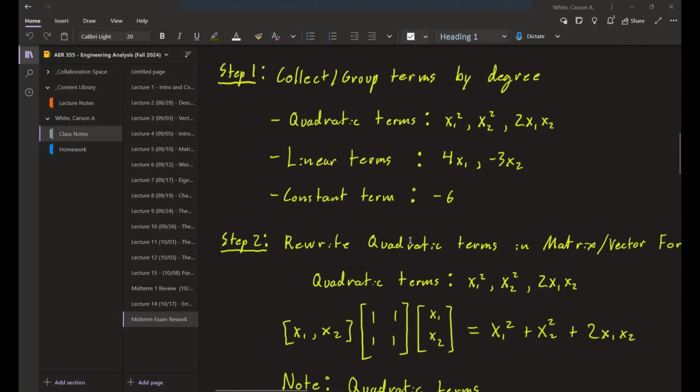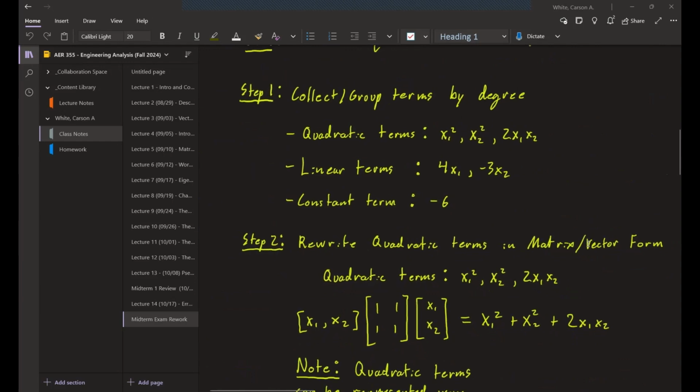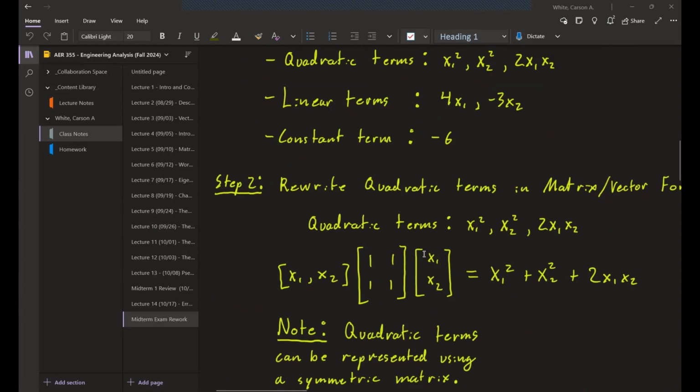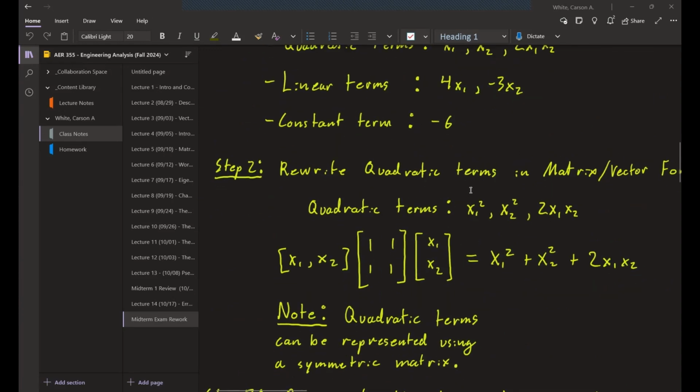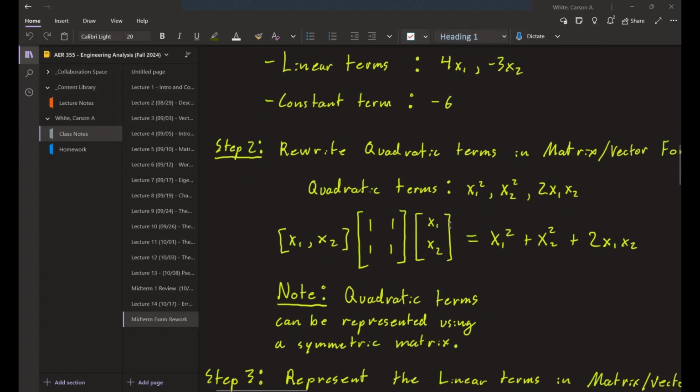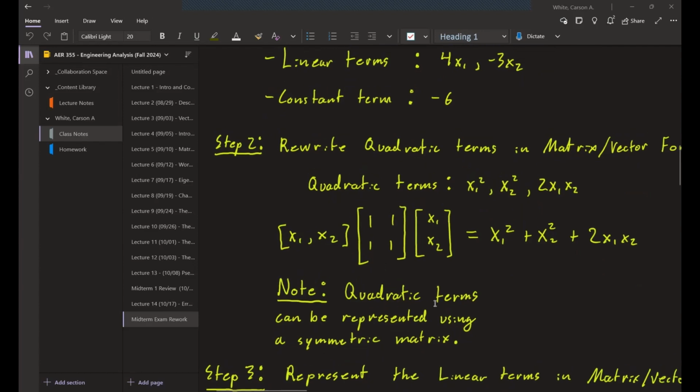Next, we're going to want to rewrite the quadratic terms in matrix/vector form. First, we write down which quadratic terms we have, which are x1 squared, x2 squared, and 2x1x2. Then we represent them using a symmetric matrix.